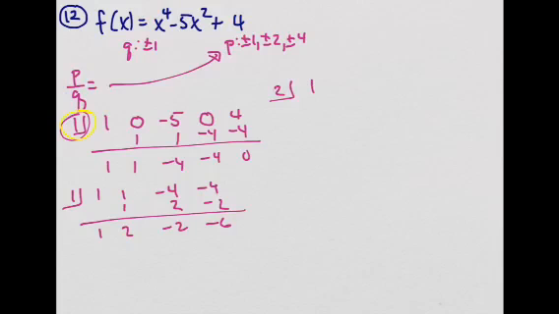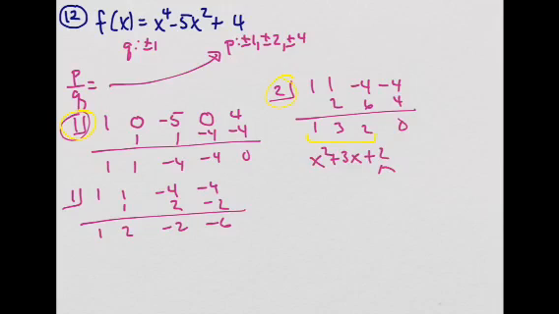And so 1, 1, negative 4, negative 4. Bring down the 1. 1 times 2 is 2. 3, 6, 2. 2 times 2, 4. And it worked. So it worked. Okay? Now this is a quadratic, so I'm going to factor it. Remember, this is x squared plus 3x plus 2. Factors of 2 that add up to 3 are 2 times 1.